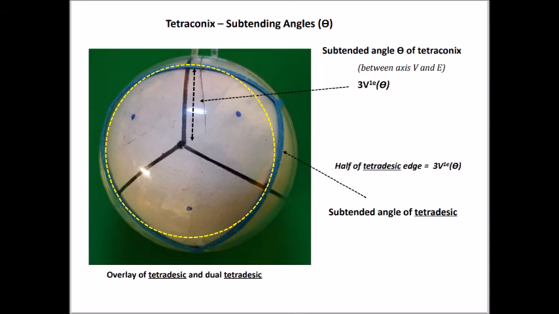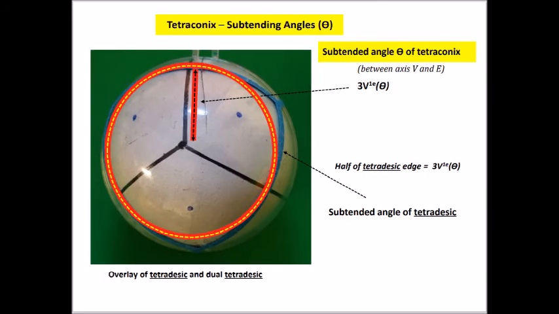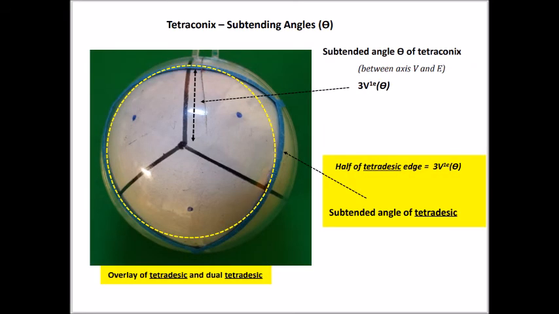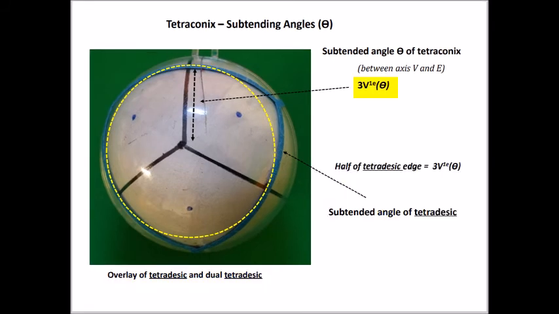I will use this diagram to illustrate the subtended angle of the tetraconix. The diagram consists of an overlay of the tetradecic and a dual tetradecic, for which we already derived the subtended angle. It turns out that the subtended angle of the tetraconix is 1/2 of the subtended angle of the tetradecic, as seen here. The nomenclature used here is as follows. The subtended angle theta of the tetraconix is a property of the harmonic note 3V upper 2E.